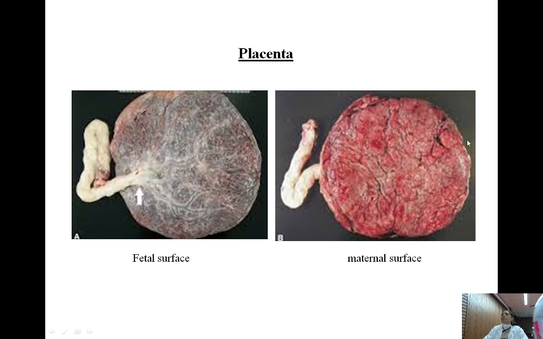Whereas if you see the maternal surface, you will see that it is very rough, and there are grooves also present. In between the grooves there will be elevated areas. Those elevated areas are known as lobules, or cotyledons. There are about 15 to 20 cotyledons present in the placenta.